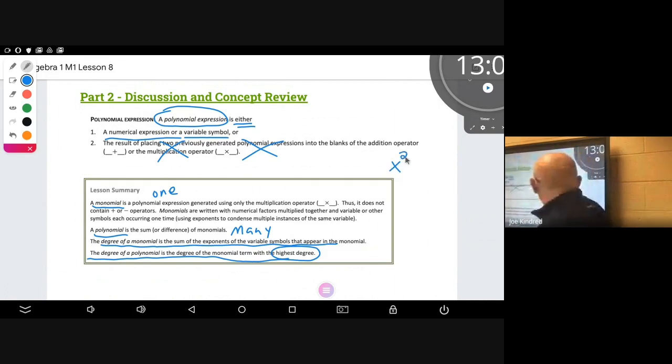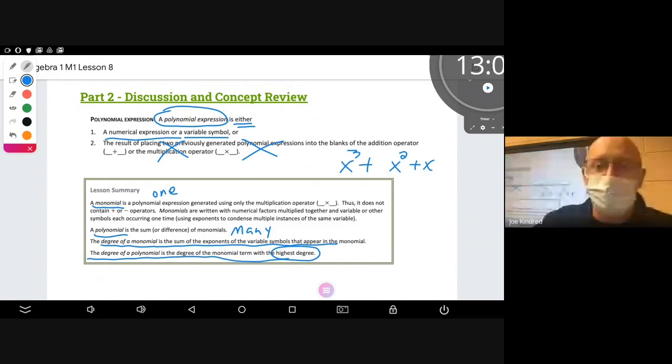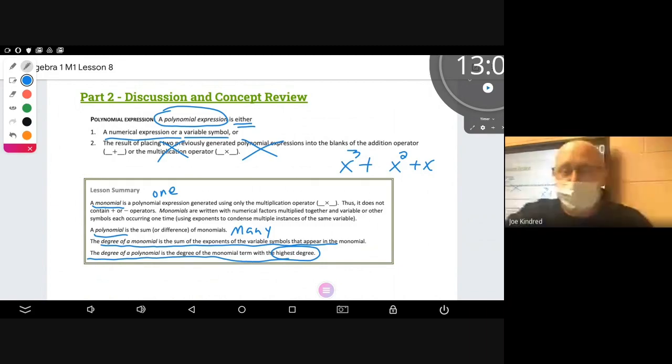So for instance, if I have x squared plus x, the degree would be 2. If I have x cubed plus x squared plus x, the degree would be 3. Okay? And so that will conclude and summarize our lesson for today.